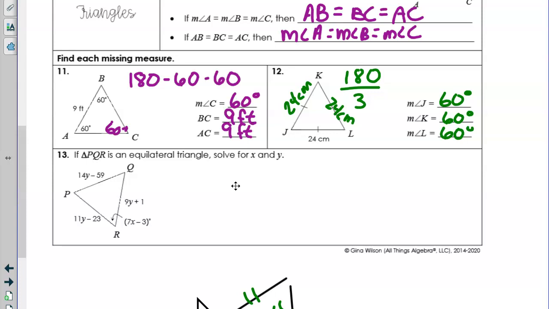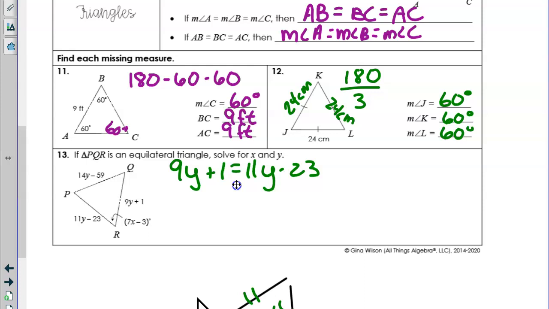Okay. And I would do 9y plus 1 equals 11y minus 3. Very good. Did it matter which two sides I set equal? Nope. You get to pick whatever two you want. You should get the same answer for y.